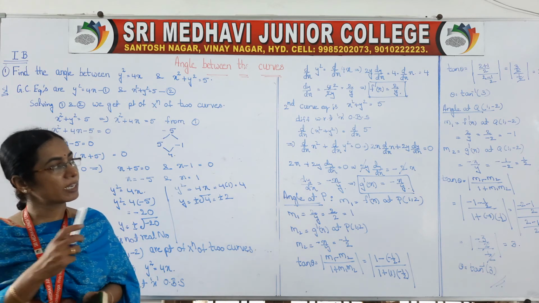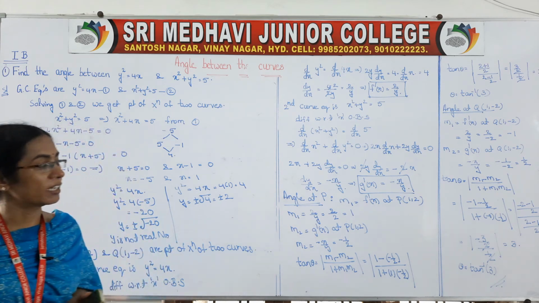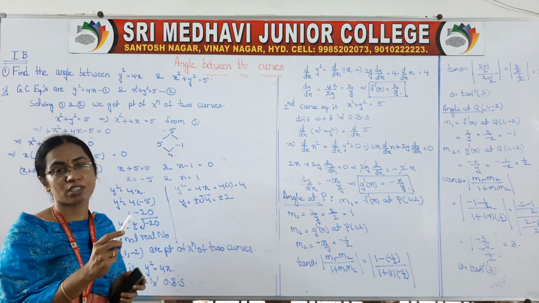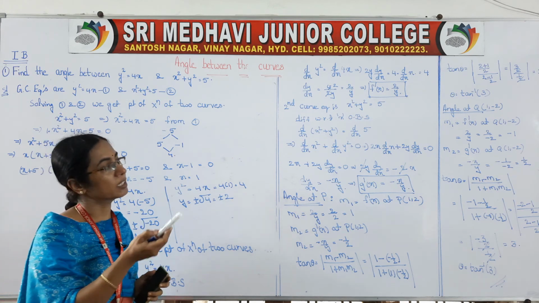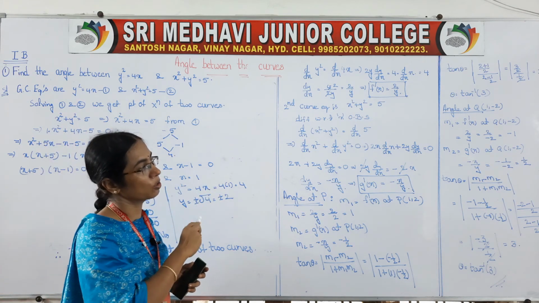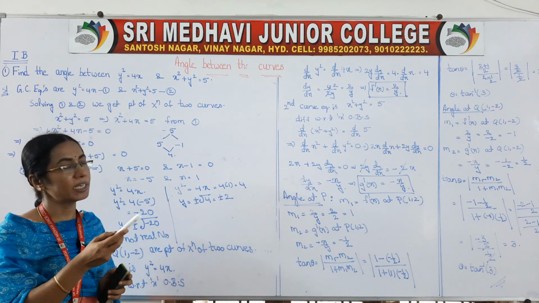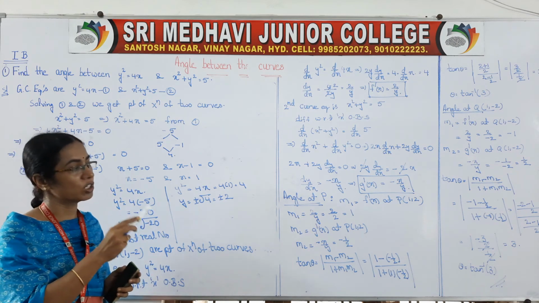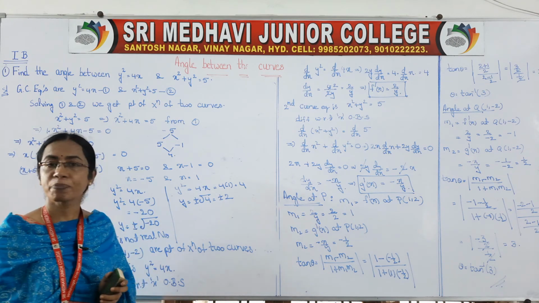Similarly for the angle at Q we have to find the same thing: m1 is the first curve's derivative at Q, and m2 is the second curve's derivative at Q. Then substitute in the formula, you will get your answer.